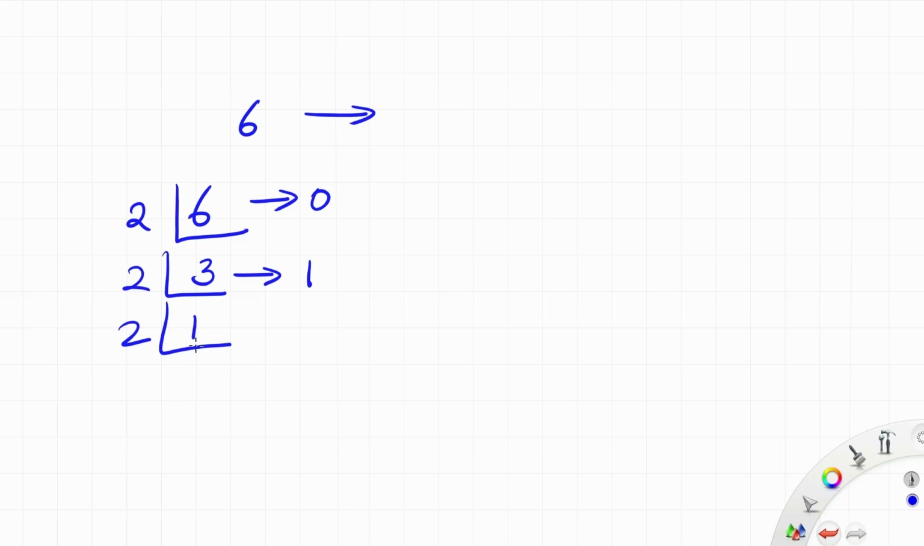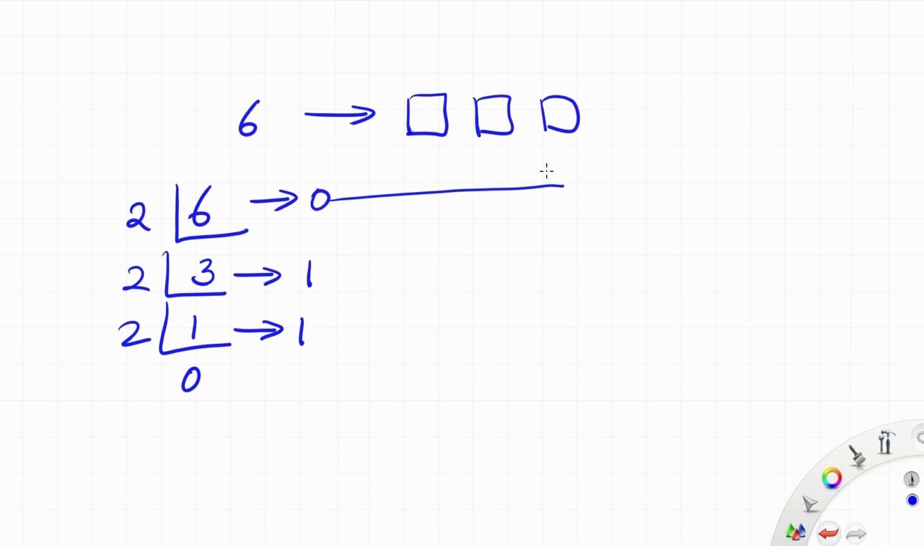This 1 is not equal to 0, so we need to continue the process. 1. And this is going to be 0. Okay. We got 3 remainders. This one is going to go here, and this one is going to go here, and this one is going to go here. So 1, 1, 0.